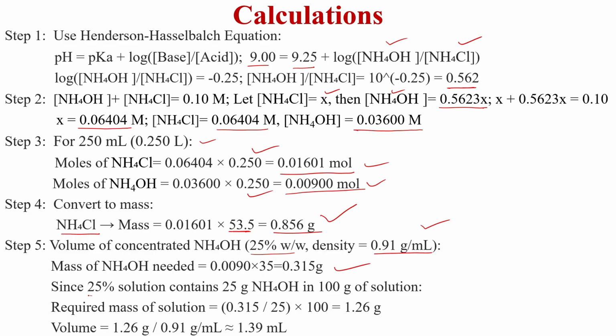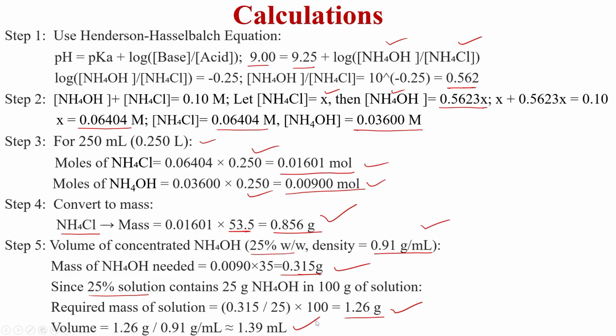And since it's a 25% solution, to have 0.315 gram we have to take 100 by 25 into 0.315, that is equal to 1.26 gram of ammonium hydroxide solution to be taken. But since it's a liquid, we will have to divide by the density. 1.26 divided by 0.91 is equal to 1.39 ml.